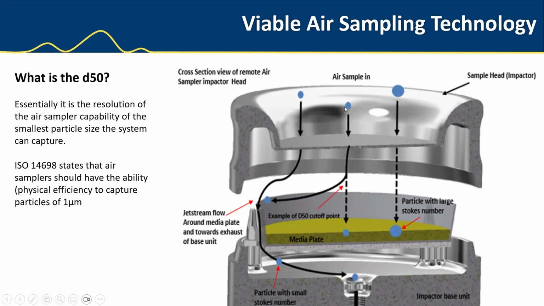The particles that have a smaller size, and this is the D50 in action here, you'll see there's a 50% probability that that particle will either impact on the media or it'll be taken away by the airstream. And then that effectively is your D50. So that size, the standard is saying the D50 must be at least 1 micron, particularly when you consult with 14698. So that's a little bit on the technology.